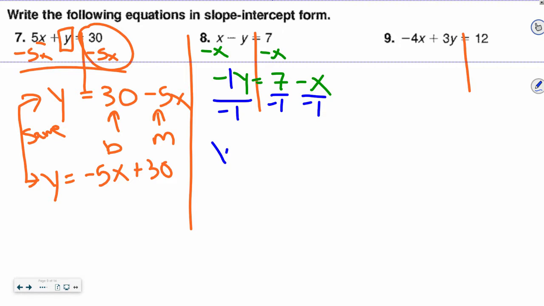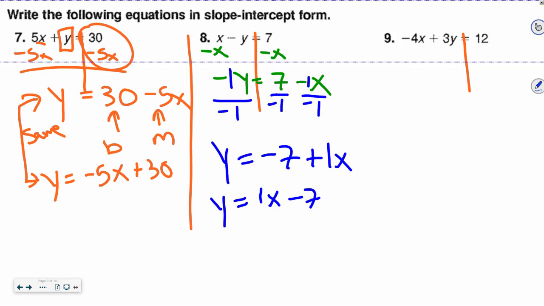I now have y equals 7 divided by negative 1 is negative 7. And a negative 1 divided by a negative 1, you see how there's two negatives here, becomes a positive 1x. I can leave my answer as this, or I can leave it as x, or 1x, minus 7. So these, again, are the same. Just because they are in a different order doesn't mean that they change anything. This is still my m, and this is still my b.